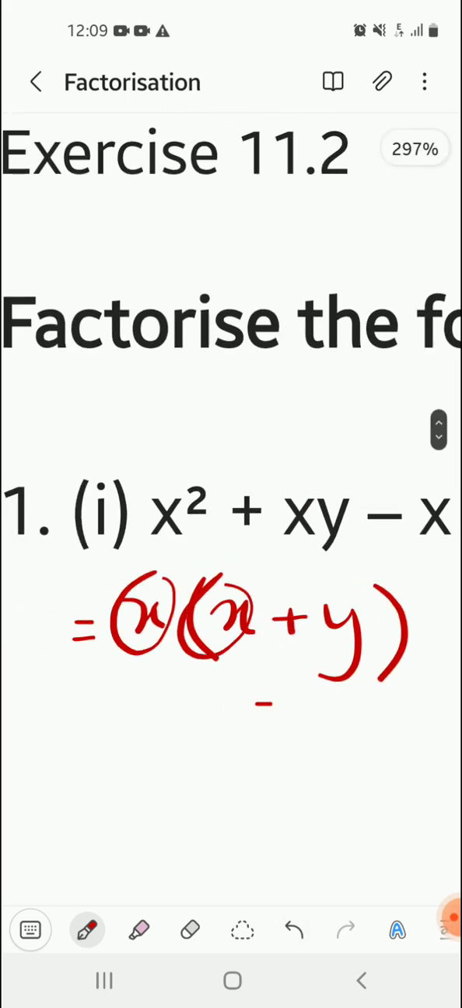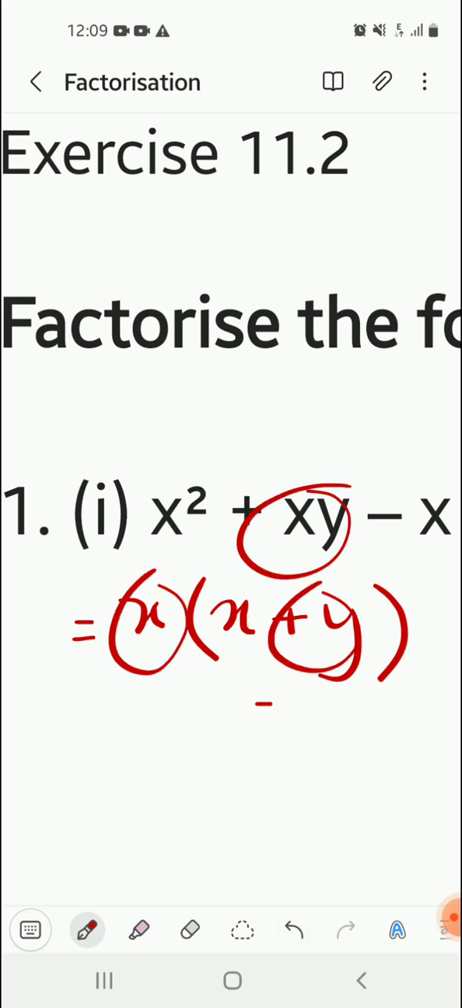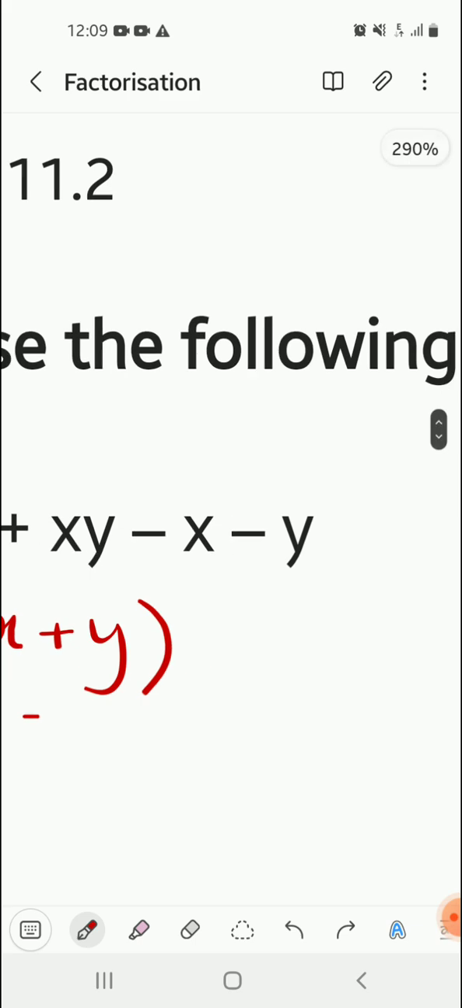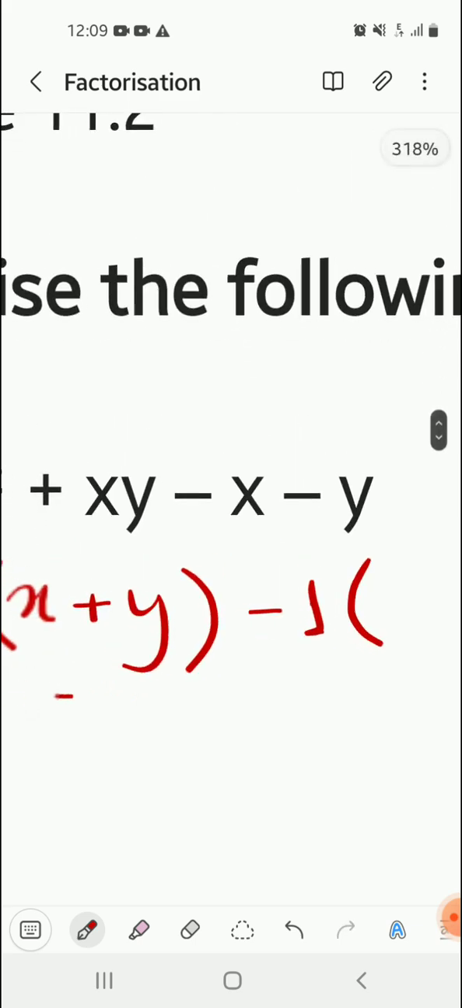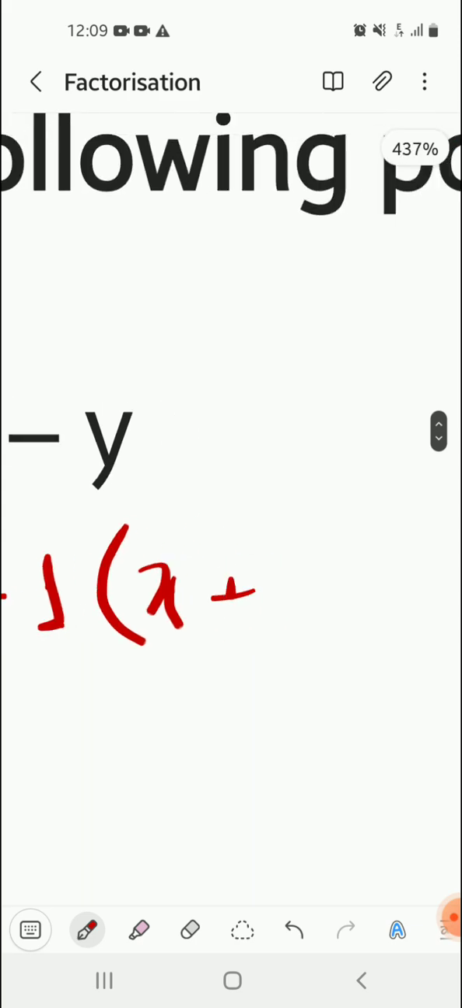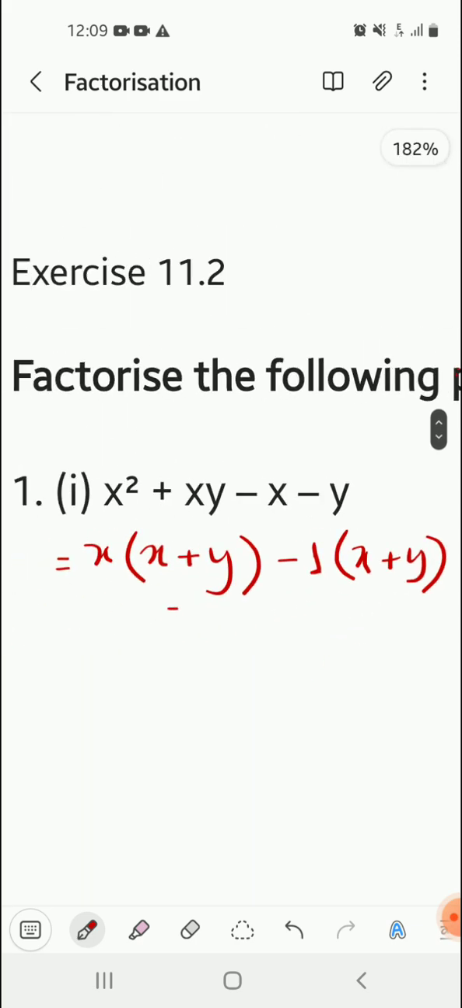So check x into x, x square. Similarly, x into plus y, plus xy. Now minus, we will write 1 because nothing is in common and we are going to write x plus y. Always remember, once we have got one factor, it will repeat itself here. So simply copy x plus y again, and you see there is nothing common over here, so we are going to multiply each with minus 1.